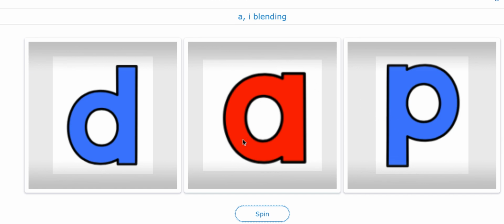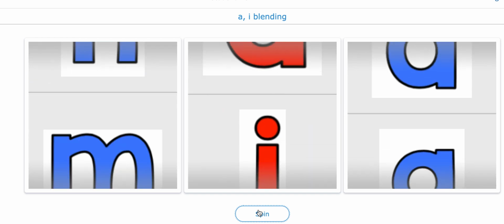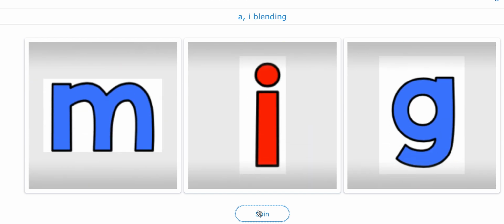Now, to play this game, what you do is you take your pointer and you spin right where it says spin, and then you read the word. Now, most of the time, it's going to be a nonsense word, a word that doesn't make sense. But sometimes you get lucky and you get a real word. If that happens, you get to raise your hands and kind of shake them around and go, woohoo, got a real word.